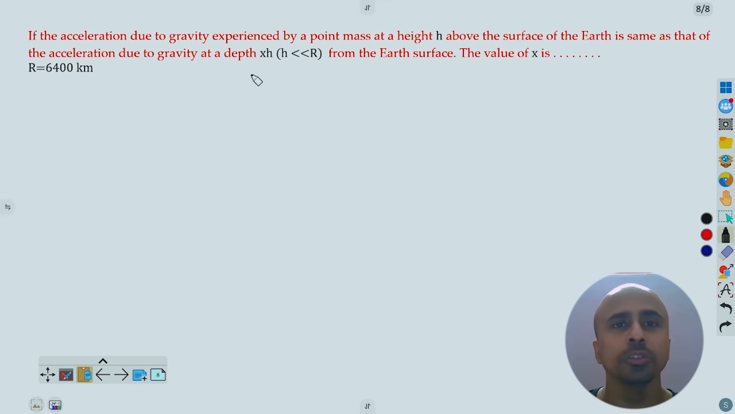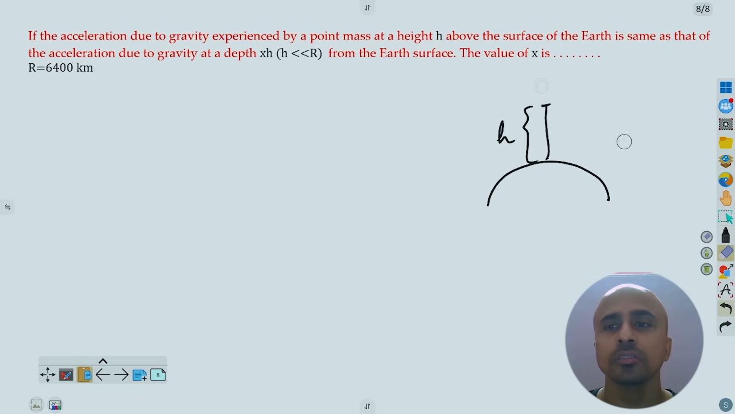If the acceleration due to gravity experienced by a point mass at height h above the earth's surface, let's say this one, this is h, let's say we have the particle here, point mass, let's say P, and this is the center, is the same as that of the acceleration due to gravity at a depth xh. Let's mention this as P dash. So I have to find the value of x.